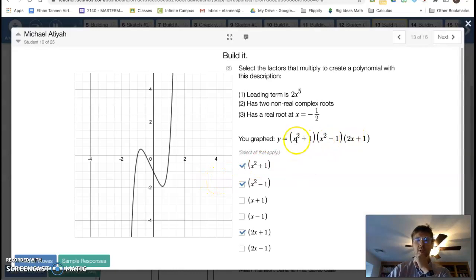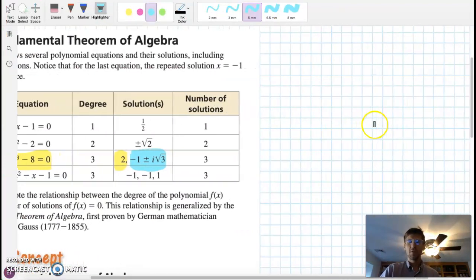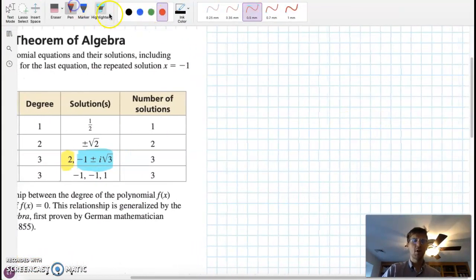I think this would work because it'd be 2x to the 5th. This is Abdul. Nice work, Abdul. So I want to look at this one because this x squared plus 1 is actually what's giving us the two non-real complex roots. So if I were to come back here to my OneNote, hopefully it works.